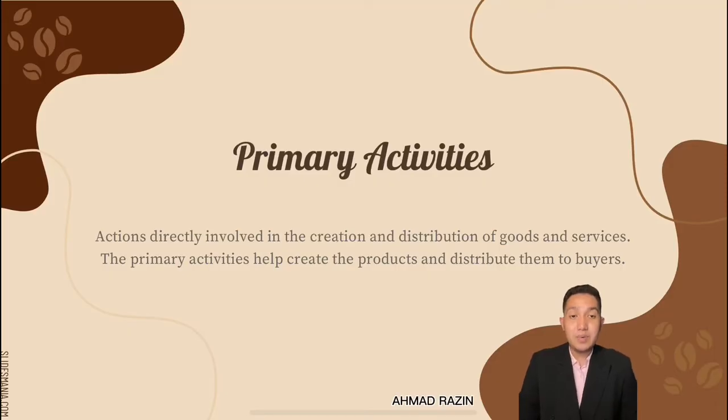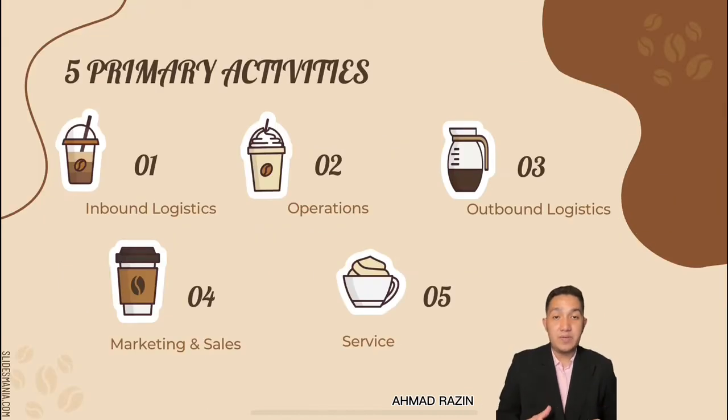Next are the primary activities. Primary activities are actions directly involved in the creation and distribution of goods and services. The primary activities help create the products and distribute them to buyers. These are the five primary activities: first, inbound logistics, operations, outbound logistics, marketing and sales, and services.